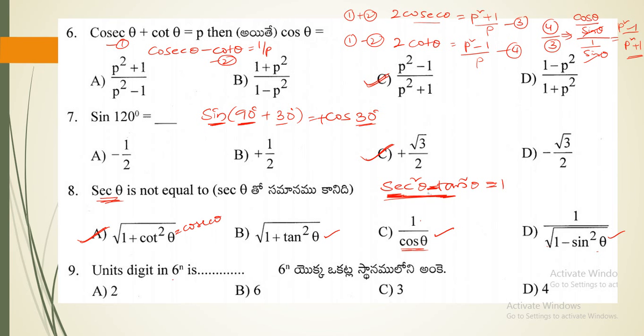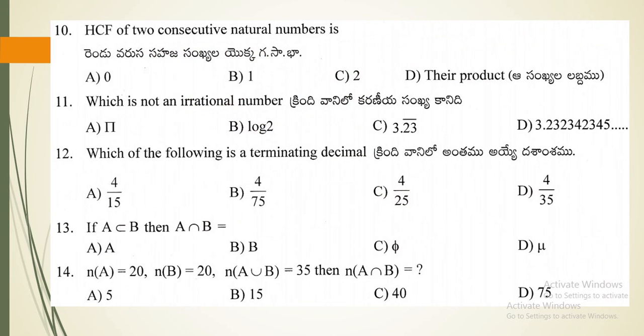So units digit in 6 power n. So 6 power n always ends with 6. Okay, next moving on to one more question. So HCF of 2 consecutive natural numbers. So if you consider 2 consecutive natural numbers, their HCF will be always 1 because one number is odd and the other number is even. So these two are co-primes. So directly what we can say? Their HCF is 1.